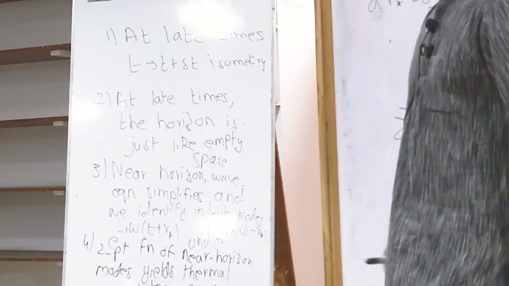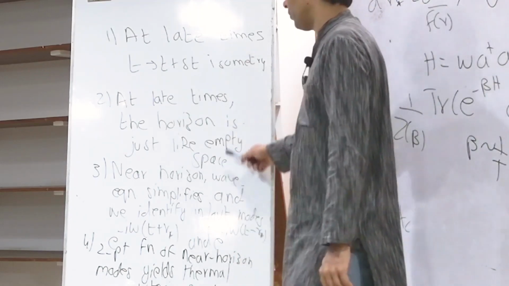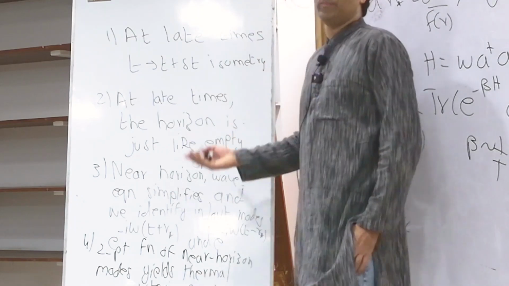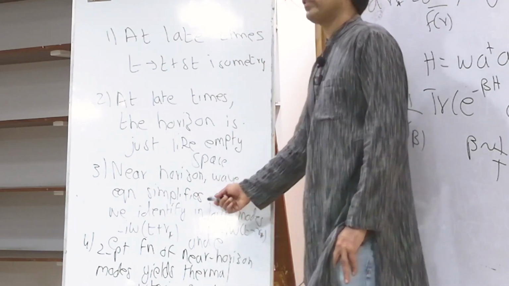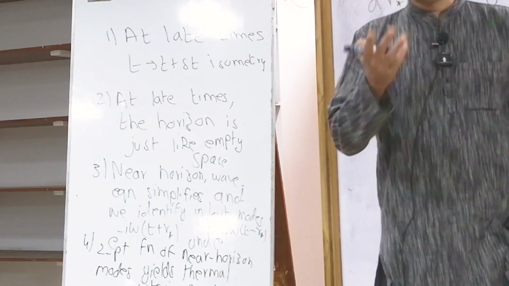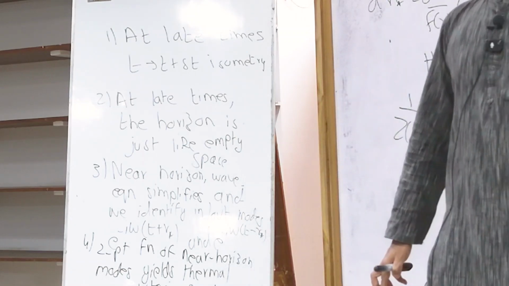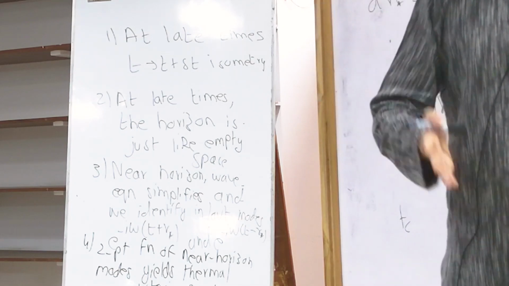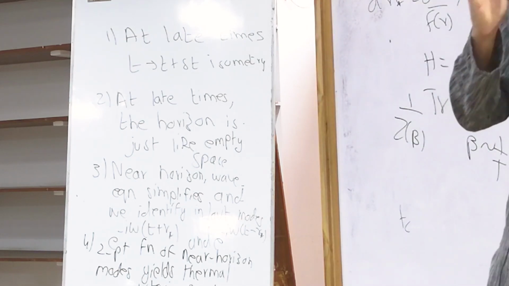You could have actually stopped me at this point and said, look, points 2 and 3 look a little contradictory. Because at point 2 you said the horizon is not special, and in point 3 you said the near horizon wave equation simplifies. But they're not in contradiction, because if you use the right coordinates, the wave equation always simplifies in the vicinity of a light ray. Okay?